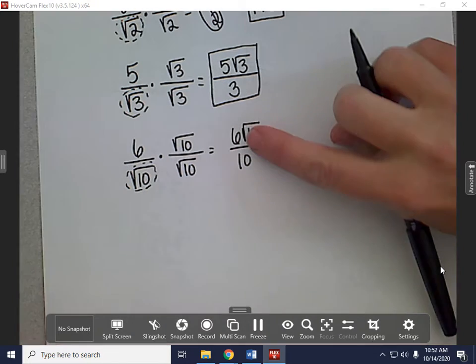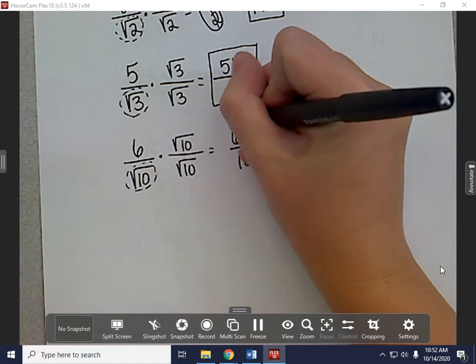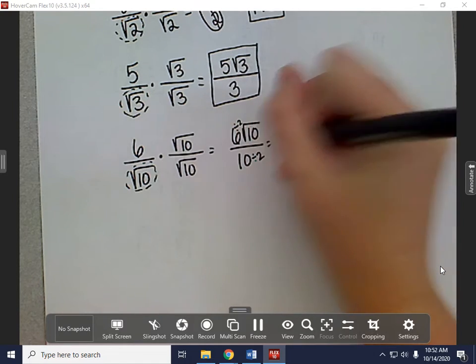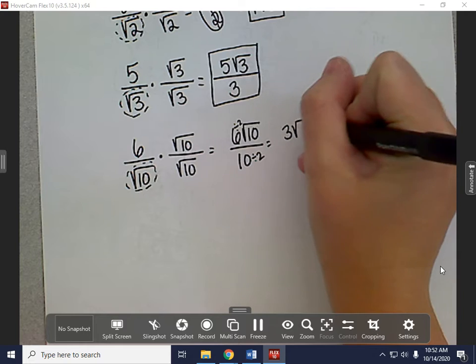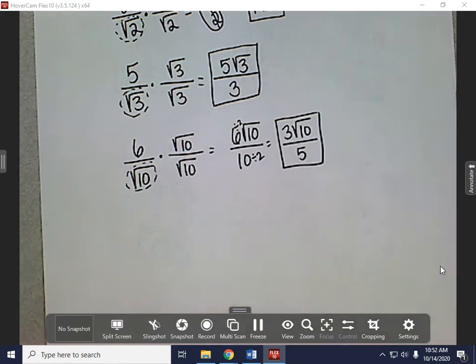So when you're reducing, ignore the radical. 6 over 10, I can reduce. Those are both divisible by 2, right? So when I divide that, I would get 3 square root of 10 over 5. And that would be your final answer.